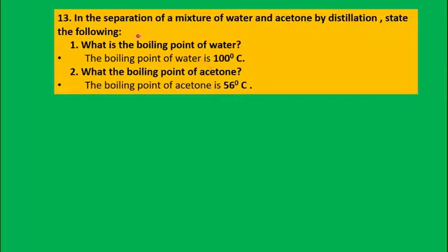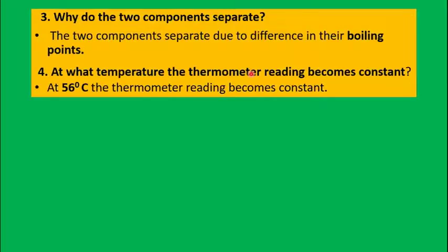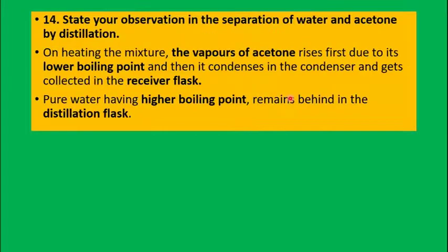Now, from the experiment, what can you observe? What is the boiling point of water? The boiling point of water is 100 degrees Celsius. What is the boiling point of acetone? 56 degrees Celsius. So there is a lot of difference between their boiling points. So we can use this method, that is distillation, for separating it. Then, why do the two components separate? The two components separate due to the difference in their boiling points. At what temperature does the thermometer reading become constant? At 56 degrees Celsius, that is the boiling point of acetone, the thermometer reading becomes constant.